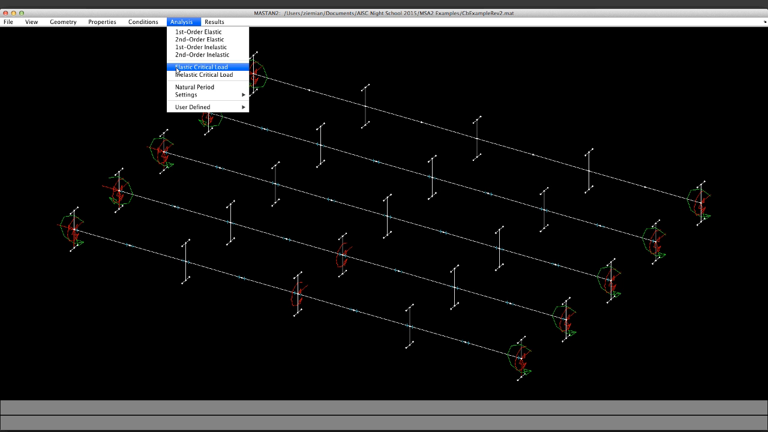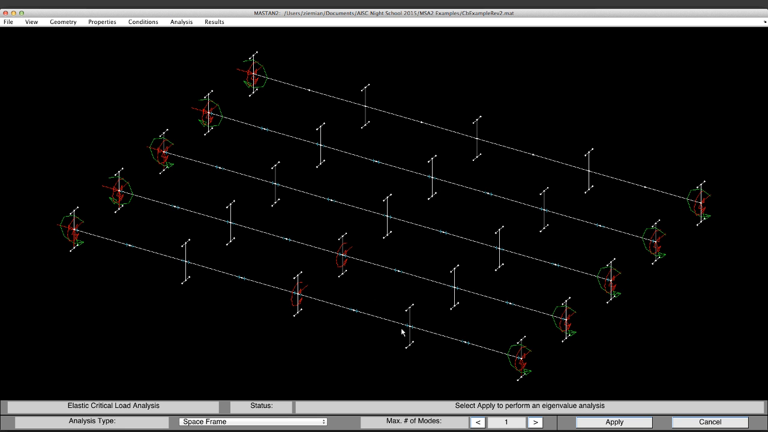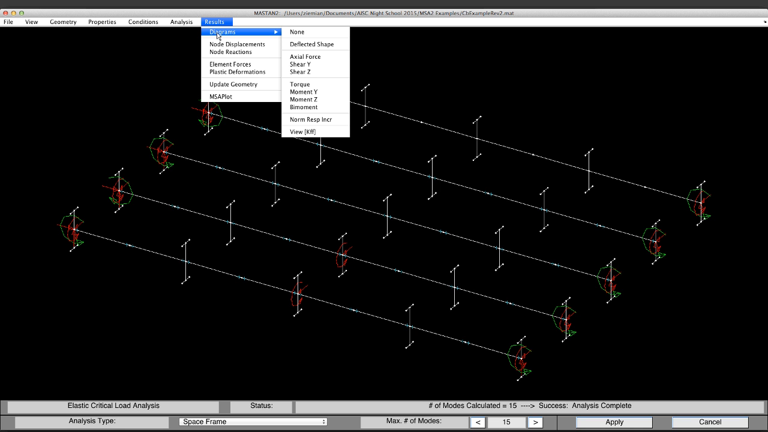So elastic critical load. Now I played with this one, and it took me a lot of tries. I was actually surprised, but it took me up to 15 modes, calculate 15 modes, before I could actually see all the ones of interest. So some trial and error here. The short story is it takes 15 to get there. And hit apply. Now this analysis is not quite as snappy as the previous one. The reason is the previous one was really a 2D analysis, where now we're into 3D. But okay, we're done. And so let's go over and have a look at the diagrams and the deflected shape.